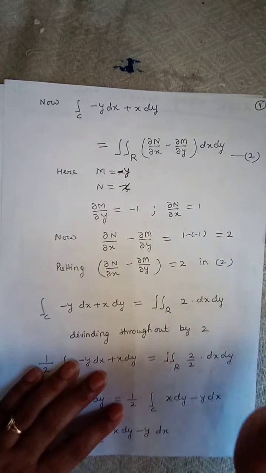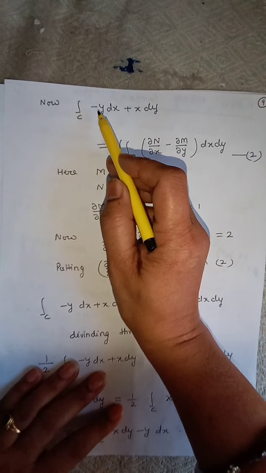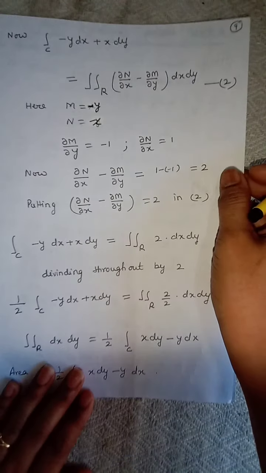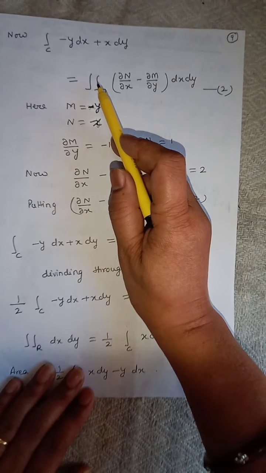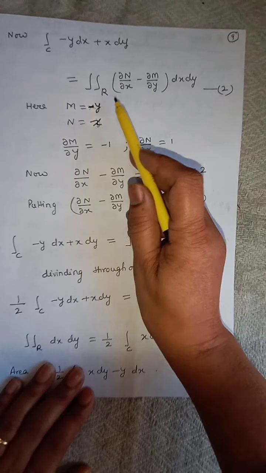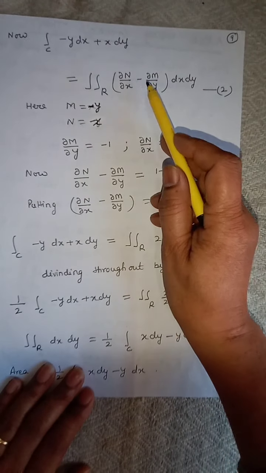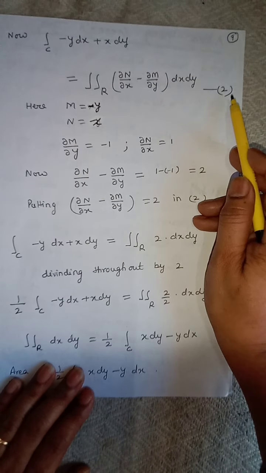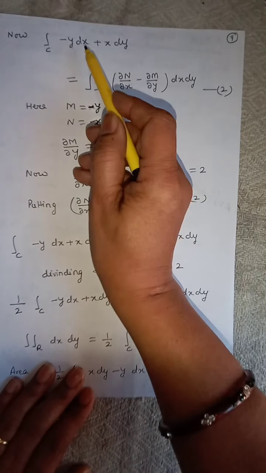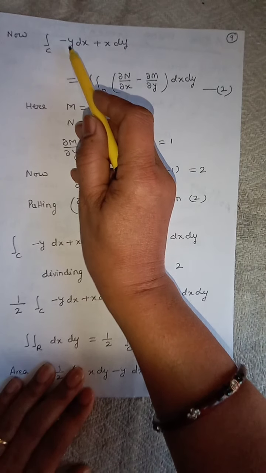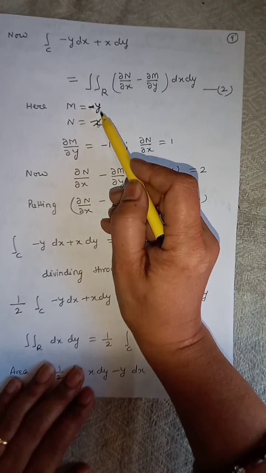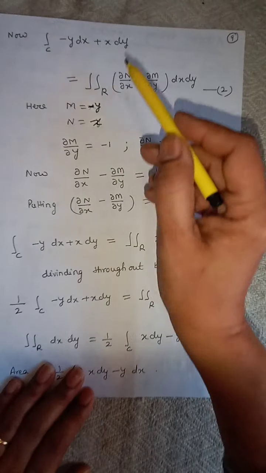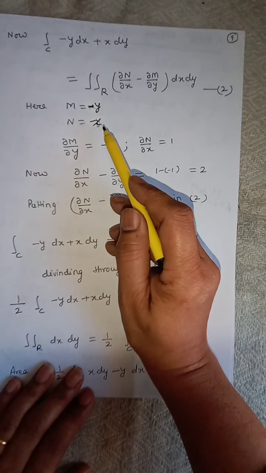Now using Green's theorem, we get that ∮c (−y dx + x dy) is equal to the double integral over the region R of (∂N/∂x − ∂M/∂y) dx dy. Let this be equation 2. Here the coefficient of dx is M, so M is −y. The coefficient of dy is N, so N is equal to x.